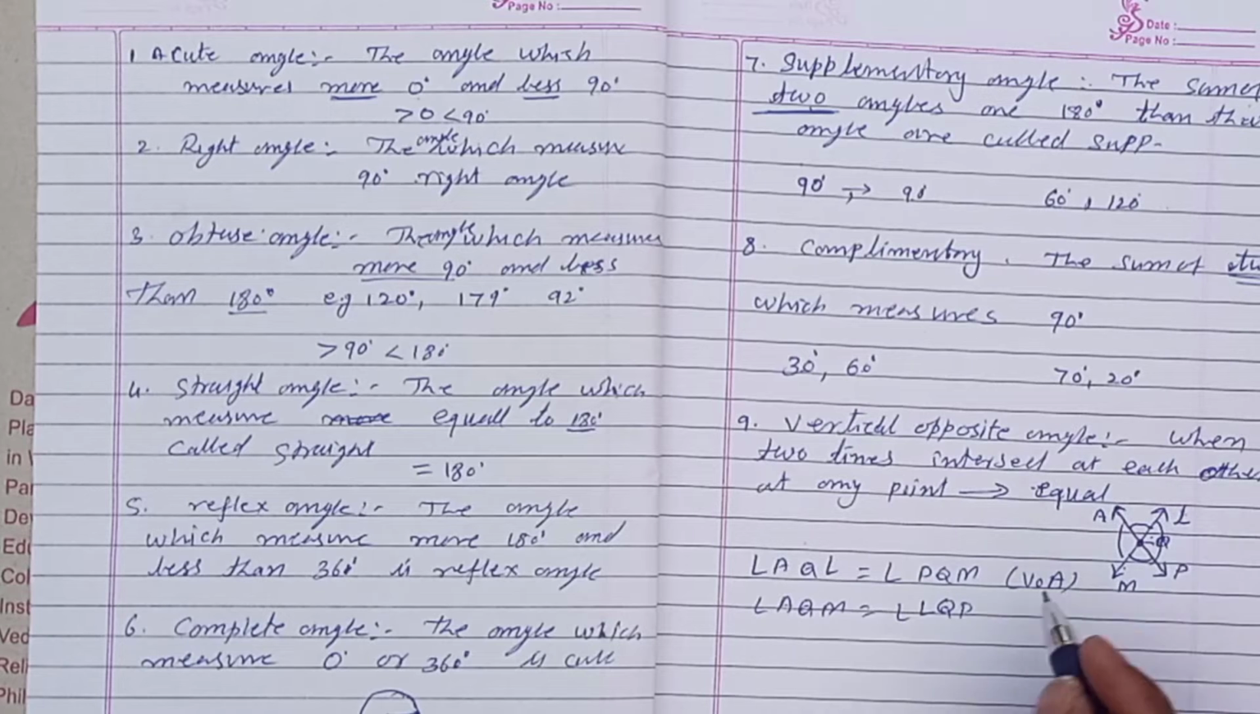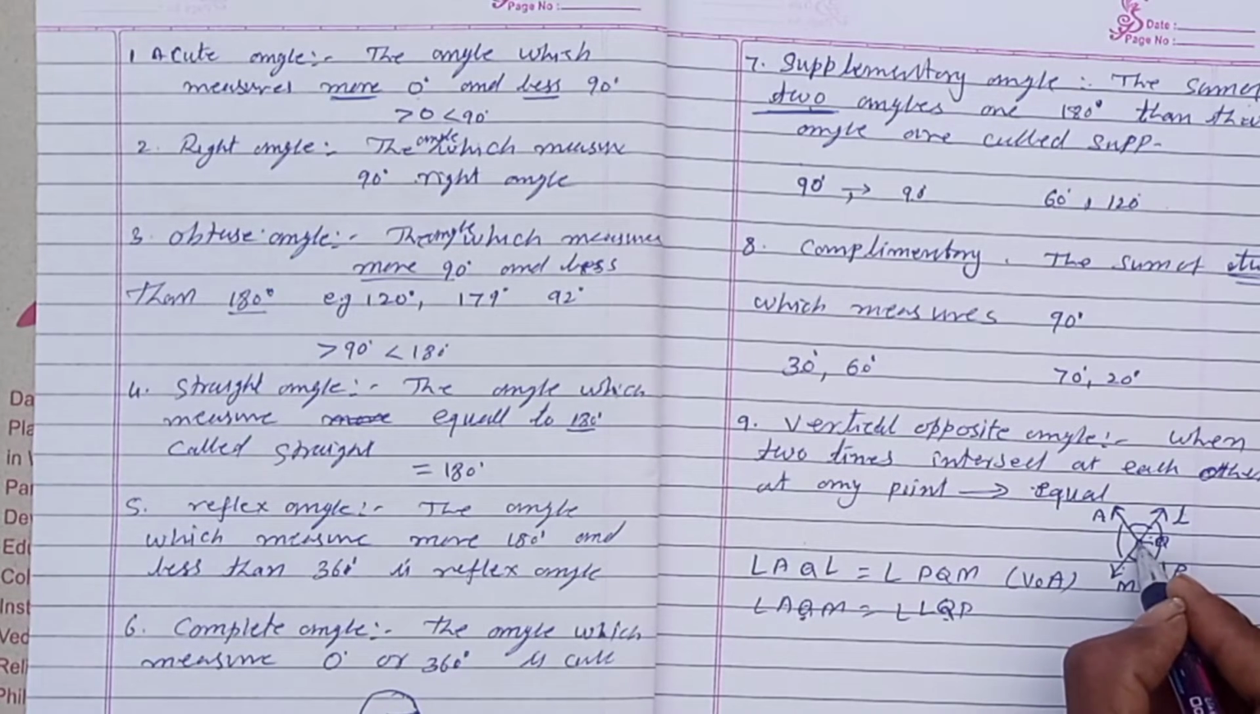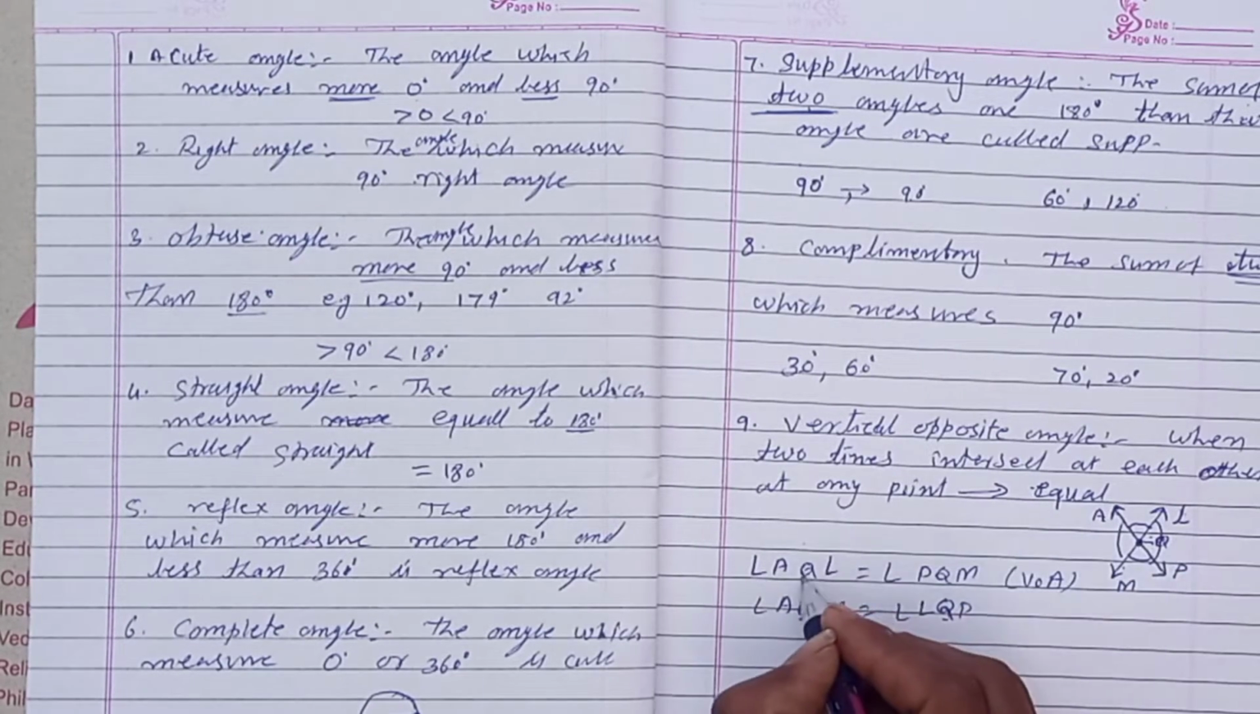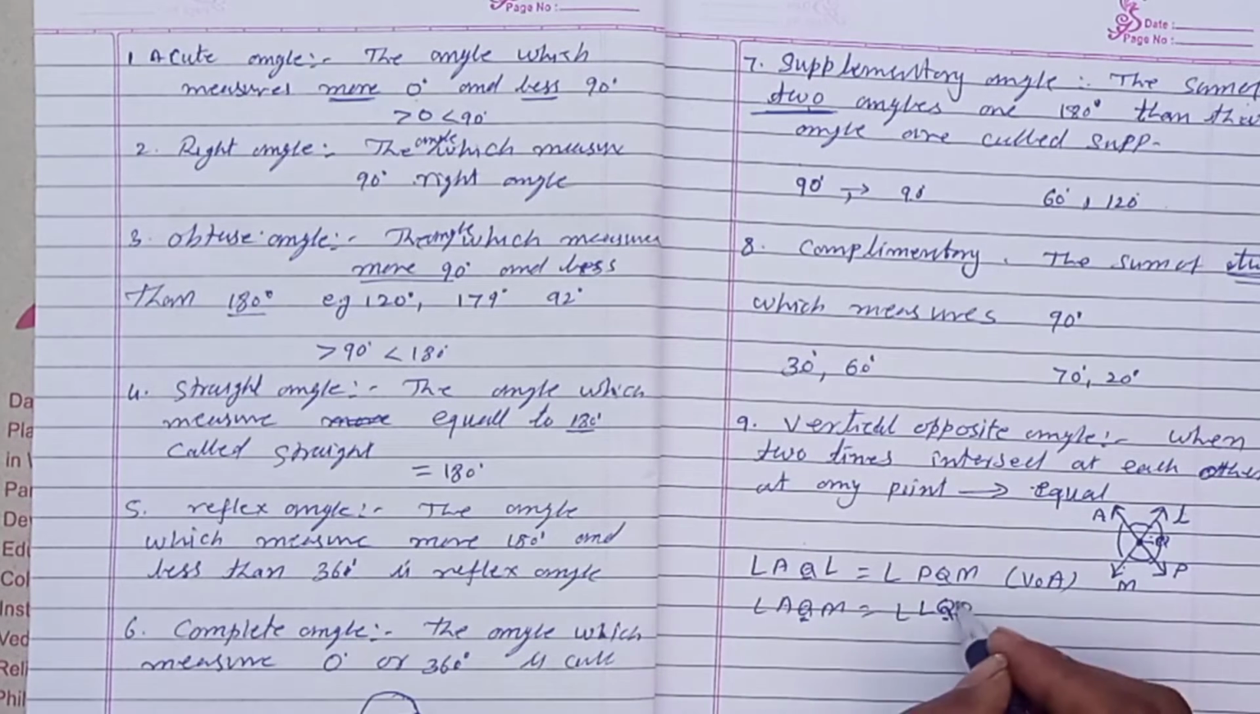Whichever the angle, always keep in mind the vertex always comes in the center, always in the middle. See here, Q is the intersecting point. This is the vertex for the two angles. So Q is here, Q here, Q. This always comes in the center.